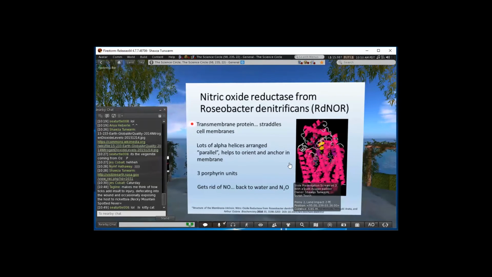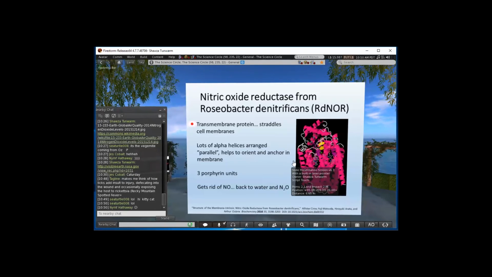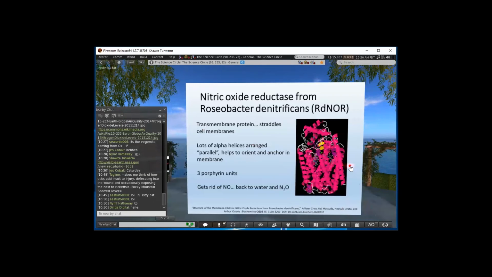When we look at transmembrane proteins, the thing that strikes me is that we often see a lot of alpha helices, and they tend to be parallel or slightly coiled. This parallel arrangement of the alpha helices makes it so that the enzyme can fit into the structure of a cell membrane and be anchored there.